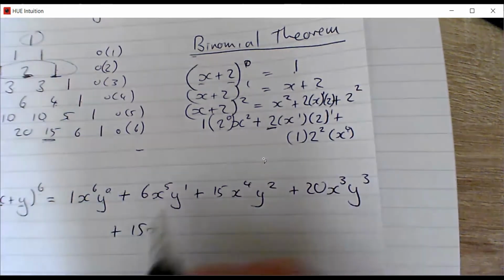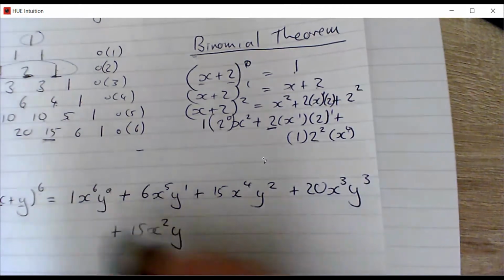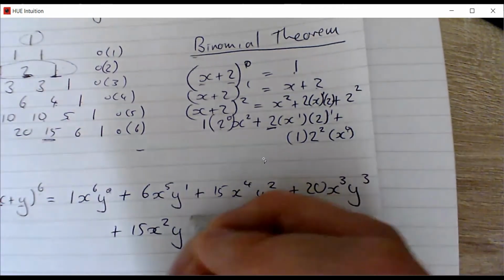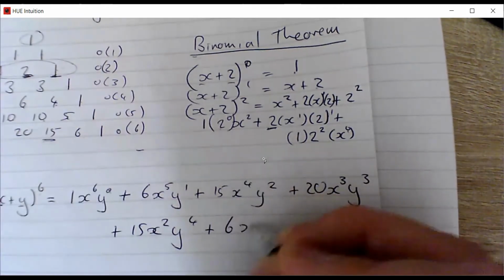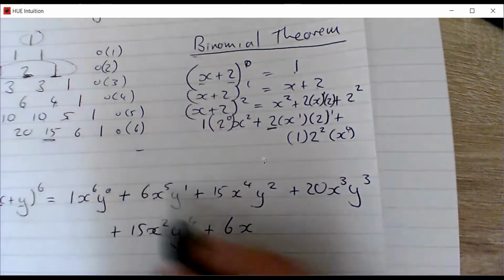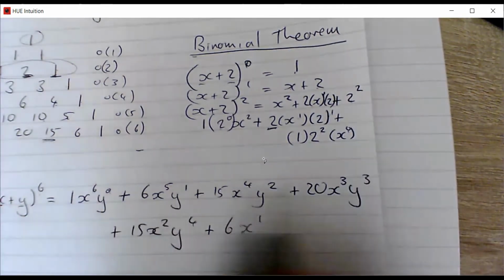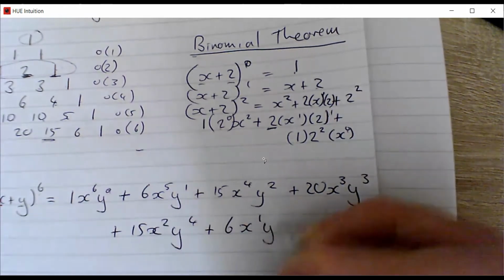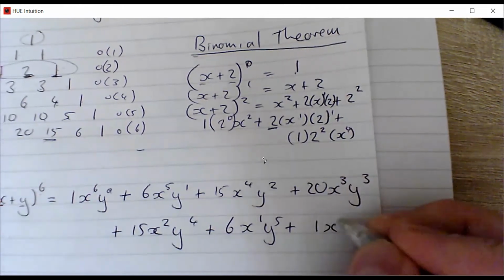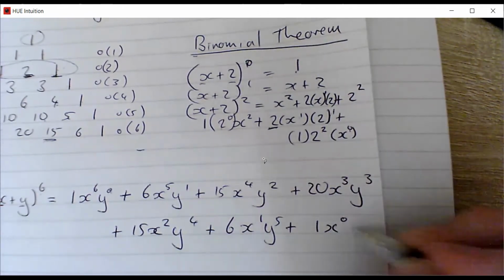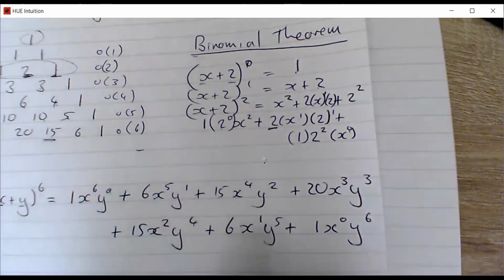X to the power of 6, 5, 4, 3, 2, y to the power of 0, 1, 2, 3, 4, and then 6 x to the power of 6, 5, 4, 3, 2, 1, and y to the power of 0, 1, 2, 3, 4, 5. And the last one is 1 x to the power of 0, which is just 1, multiplied by y to the power of 0, 1, 2, 3, 4, 5, 6.